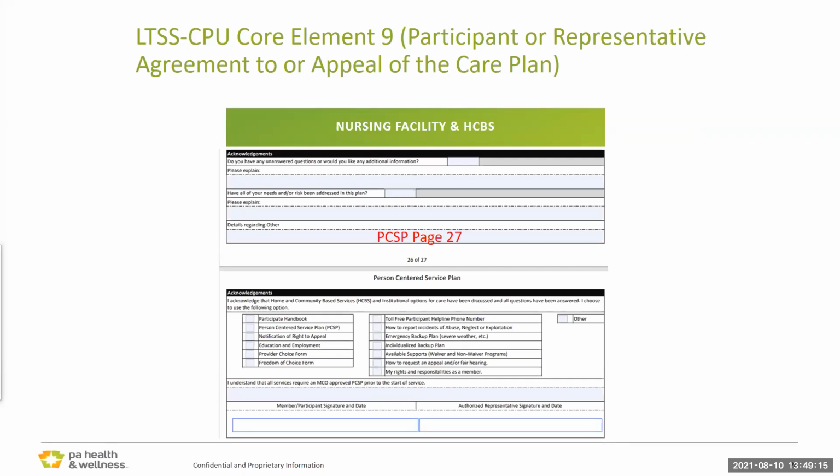Also under acknowledgements, you'll see the member and the authorized representative are able to sign. And then actually on the newer version of the PCSP, it gives you 2 lines where you can sign. One, you can sign because you agree to what is listed on the PCSP. The other one, the participant and a representative can sign because they did not agree with what's on the PCSP. So those 2 things assist in meeting the needs of that particular element. All right, next one.